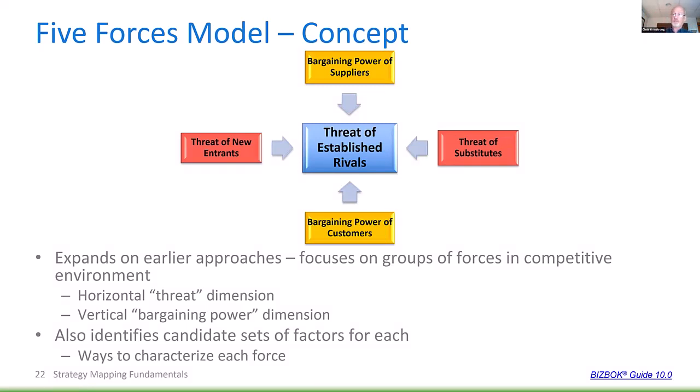There's threats of people substituting our solution for just a completely different way of looking at it. And then we've got to balance that with the bargaining power of our suppliers, which can challenge our cost structure, and then the bargaining power of customers, which can compromise our pricing structure. And in the book and additional guidance, as some may know, there's a lot of candidate factors for you to evaluate in each of these 5 different force vectors.